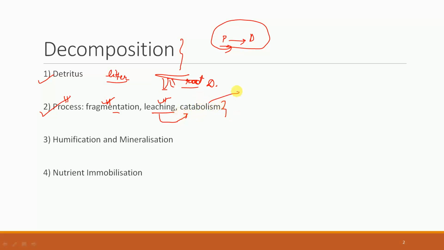So again, you should know that in these stages, what organism is acting at what point of time. Here it is largely detritivores, then there is water, and at the catabolism stage it is the fungi as well as the bacteria. So this is what you should know.